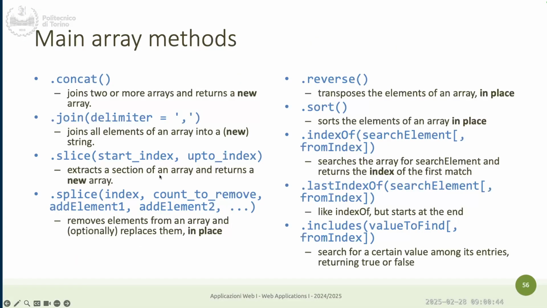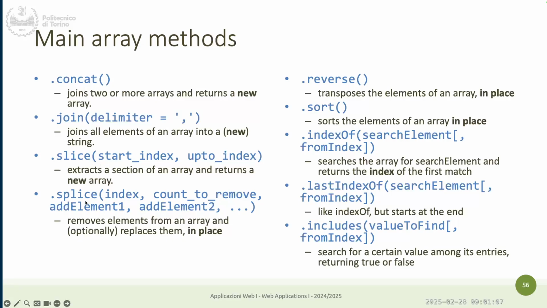Slice extracts a section of an array and returns a new array. You see that "new" is in boldface because it tells us that this method doesn't modify the existing array, but just creates and returns a new one. Okay? Slice is just a subsequence of the array, taking some elements from a beginning to an end.